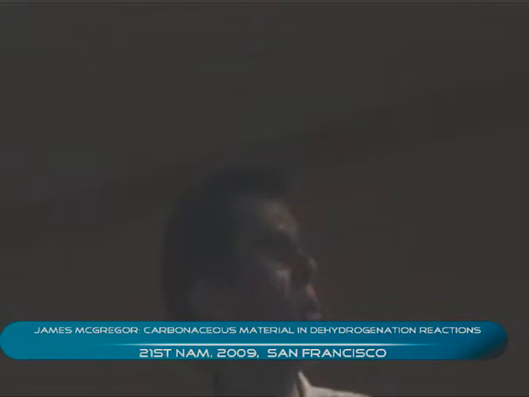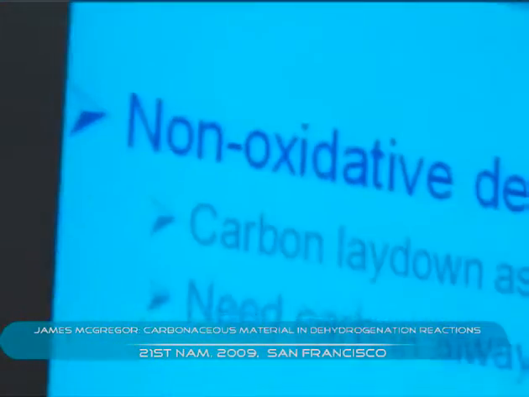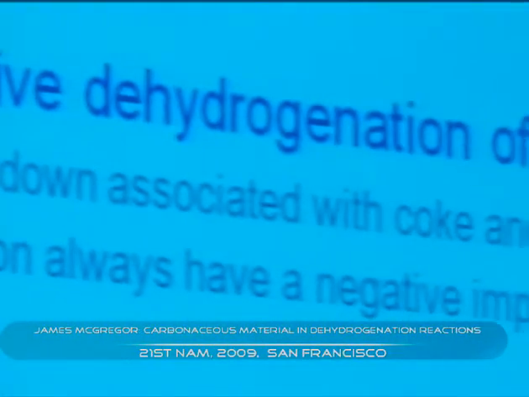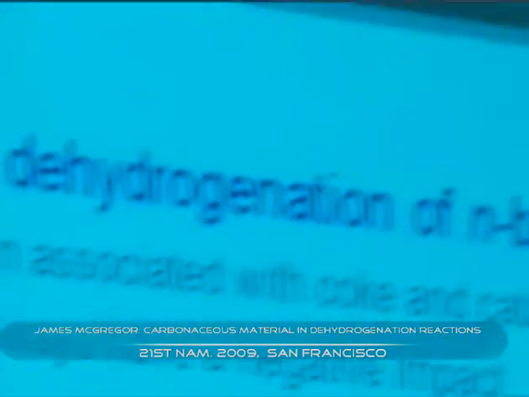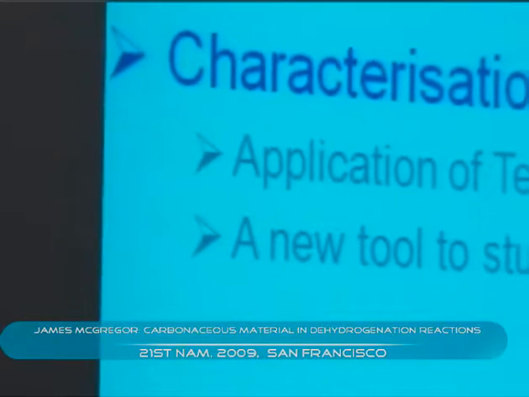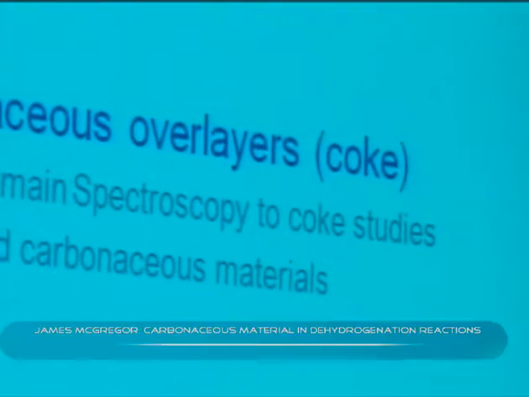Thanks very much. Good afternoon, everybody. Today I'm going to be talking about coke in dehydrogenation reactions, specifically the structure of this coke and the role it actually plays in these reactions. So the reaction that I'm going to be focusing on predominantly is the non-oxidative dehydrogenation of butane over vanadium alumina catalysts. Now the key point here is that this is the non-oxidative reaction. So there's going to be no oxygen present in the feed stream of the reactions that I'm showing.